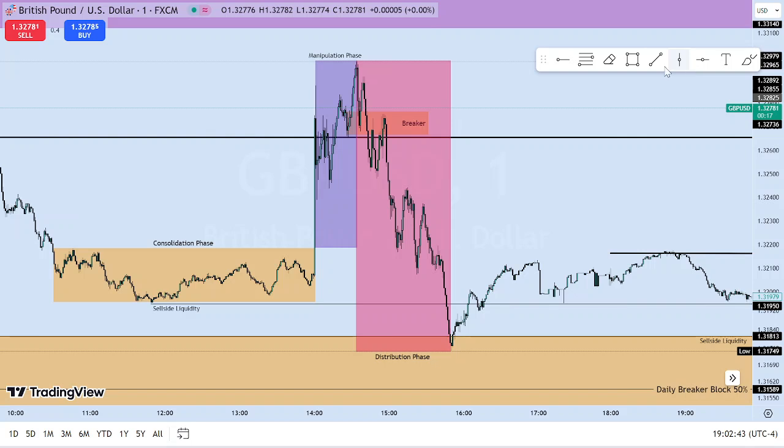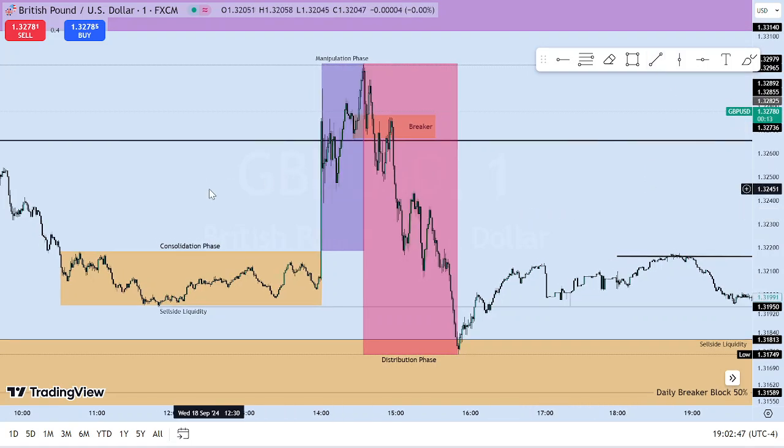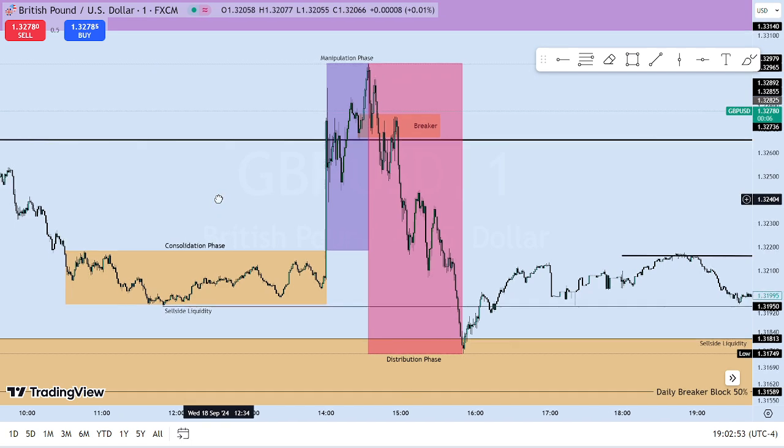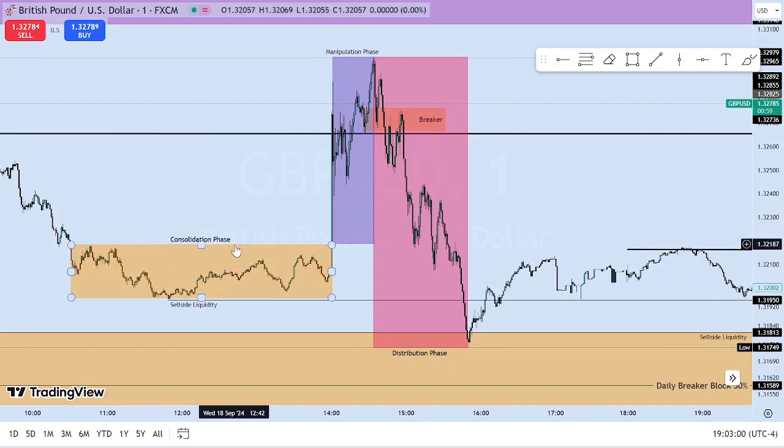Here we are on British pounds, US dollar, 1 minute chart. We have the power of three. We have consolidation, we have manipulation, then we have the distribution phase.